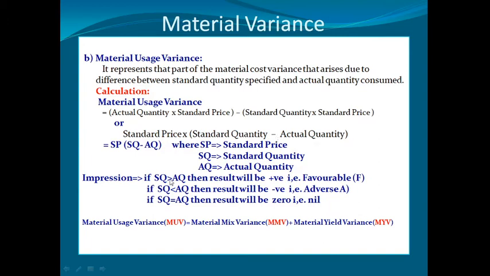multiplied by standard quantity minus actual quantity. And if standard quantity is greater than actual quantity, the result is favorable. And if standard quantity is less than the actual quantity, it is adverse. And if standard quantity is equal to actual quantity, the result will be zero. And material usage variance is subdivided into two variances, material mix variance and material yield variance.